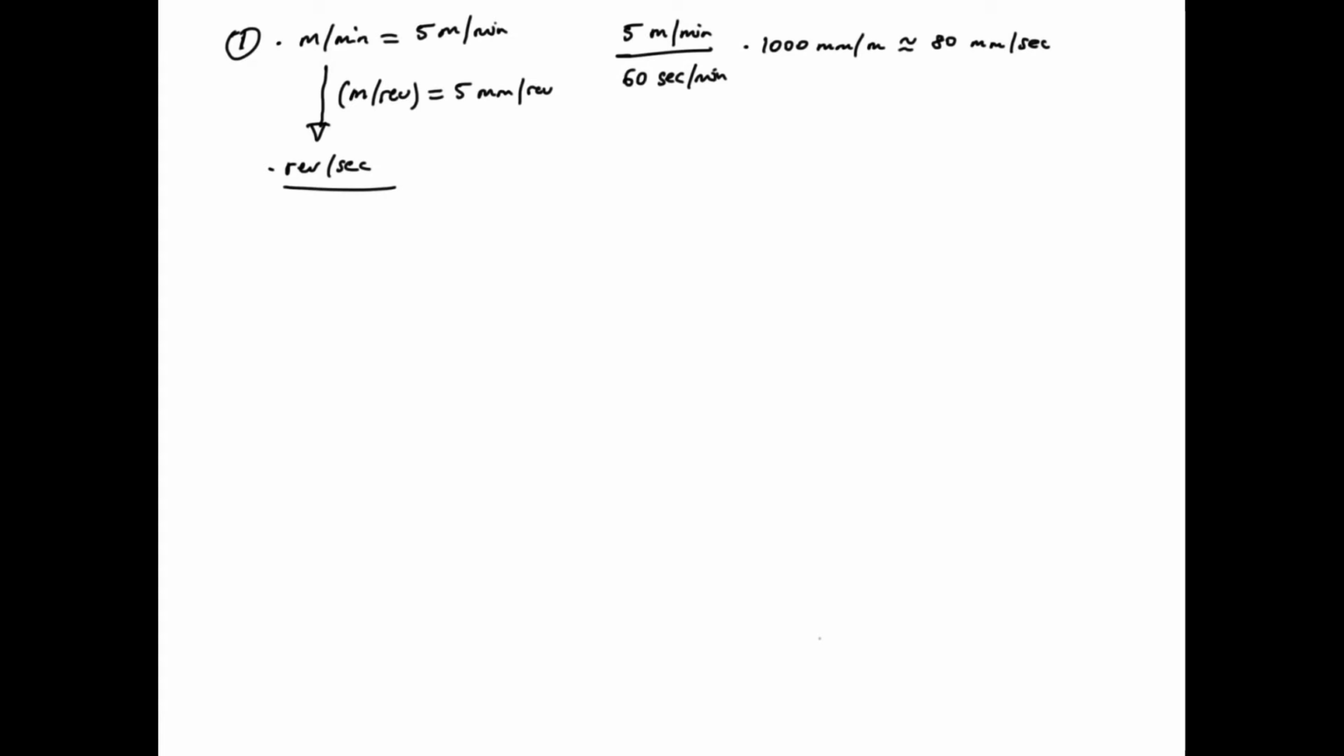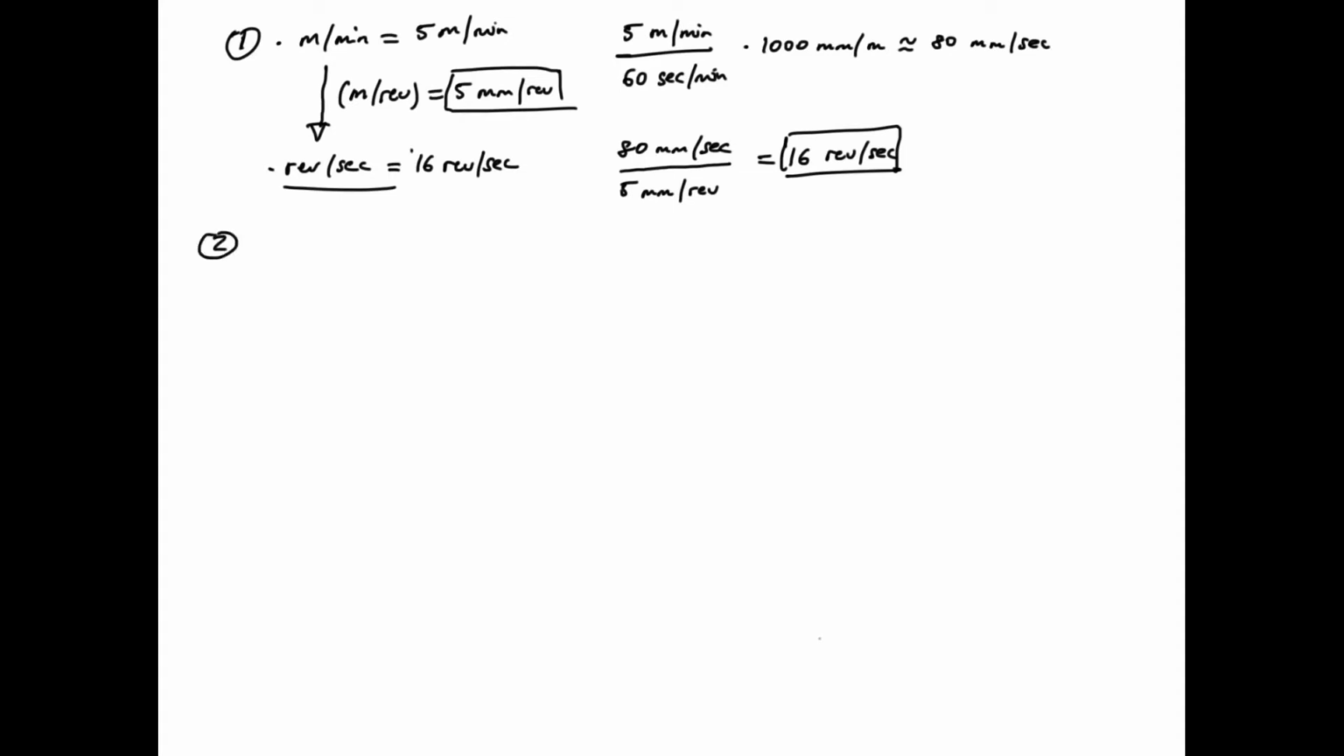So this is just me converting meters per minute into millimeters per second. Next we take that 80 millimeters per second and we divide it by our value of 5 millimeters per revolution, and we arrive at 16 revolutions per second. So this is the value that we've been looking for here. So that's equal to 16 revolutions per second. Okay, now we're on to step number 2.